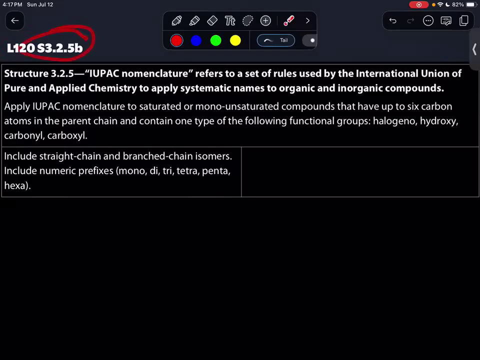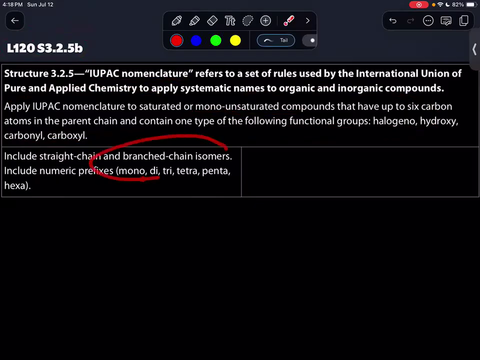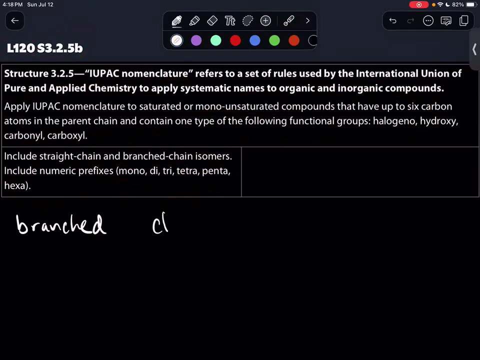Today we're doing the second half of structure 3.2.5. We're still doing IUPAC nomenclature, but now we're doing it for branch chains. Last time we did straight chains, now we're doing branch chains, focusing on monounsaturated compounds. And with those branch chains, we're also still going to be using those numeric prefixes. So when doing branch chains, we need to do a couple new things.